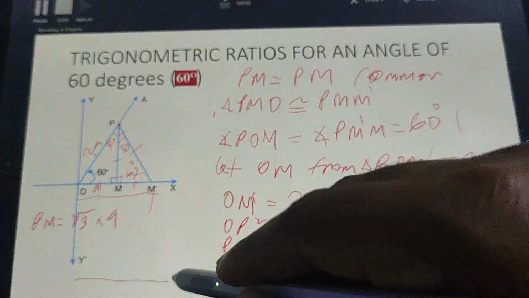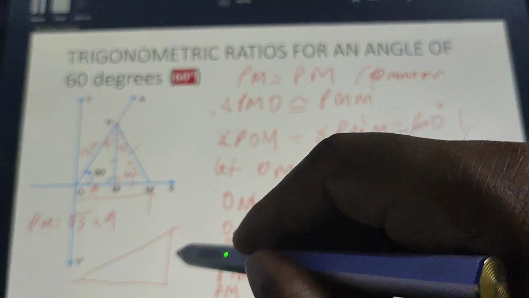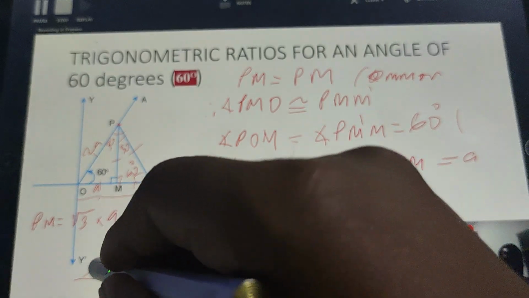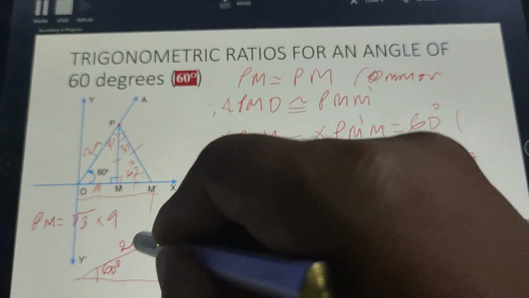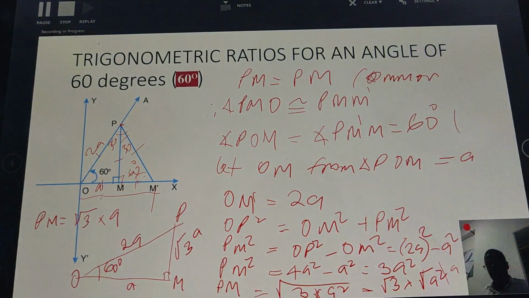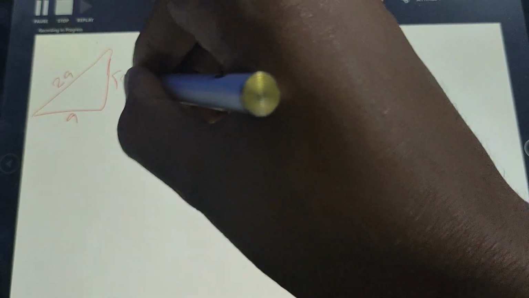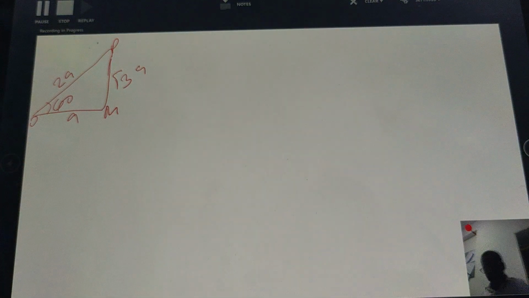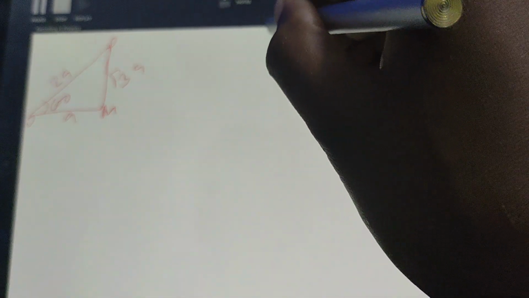So if we are to draw our triangle and show its sides, this is P, this is M, that's 90, that's 60 degrees. It means this is 2A, this is A, and this one is root 3A. Basically that's that. So we are going to apply trigonometric ratio formulas to find our ratios. Let's rewrite our triangle here. That's A, 2A, root 3A, that was 60, that's O, P, M. Still remember our SOHCAHTOA.